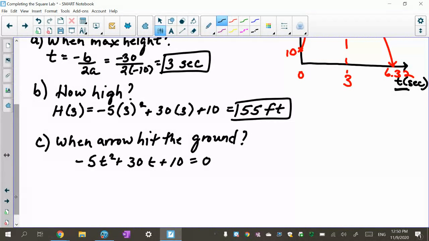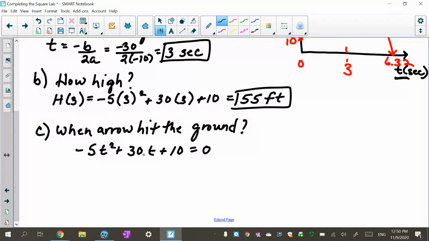So I'm going to plug this into the quadratic formula. But as I look at these, all of these can be divided by 5, so I'm going to take out negative 5 to make it a little easier. When I do, that changes all the signs. 30 divided by negative 5 is negative 6t, and 10 divided by negative 5 is negative 2, and it's equal to 0. Now this makes it a lot easier when I stack and rack.